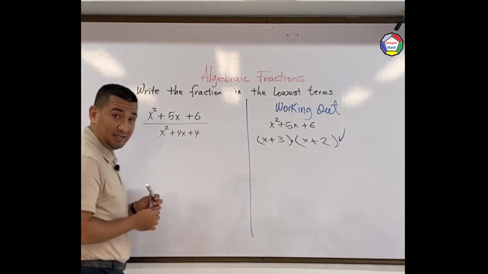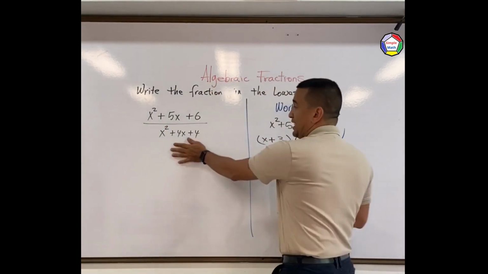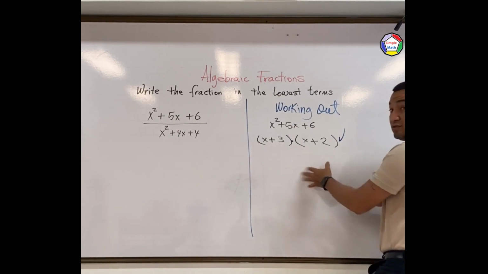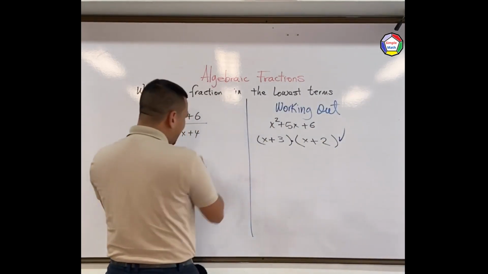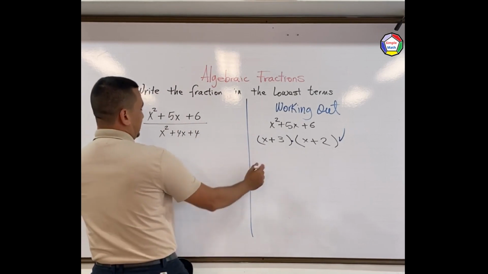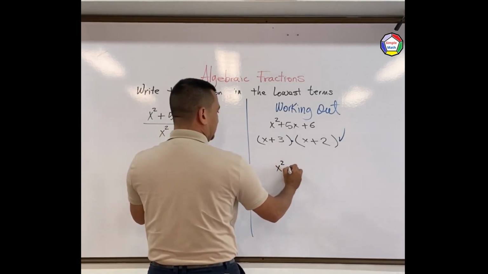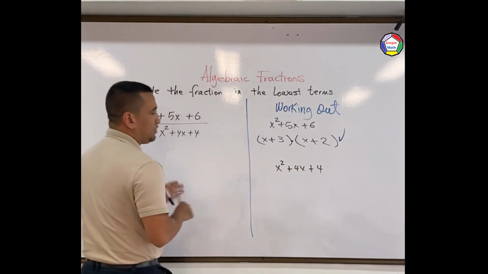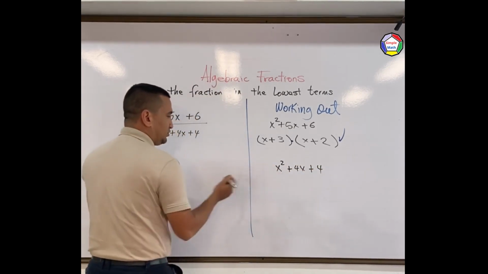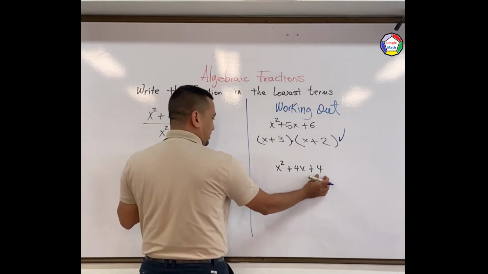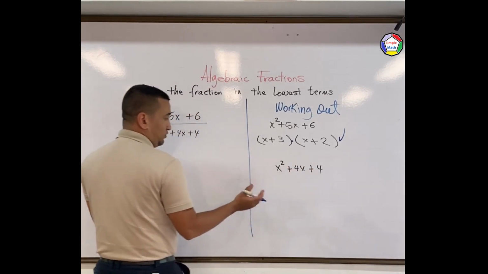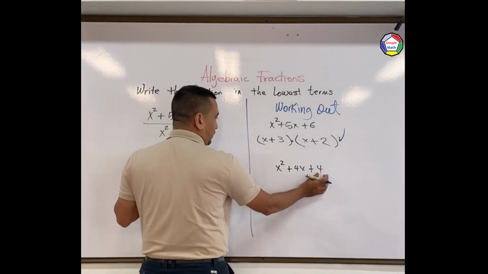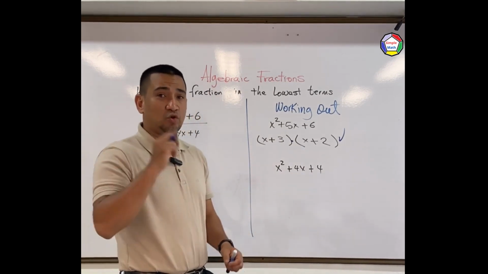We will do the same thing with the denominator. We take the denominator and work it out, trying to factorize. So x squared plus 4x plus 4. We check if this is a perfect square trinomial. To check that, the first term must have a square root, and the last term must have a square root as well. The square root of x squared is x, and the square root of 4 is 2. So both have square roots.